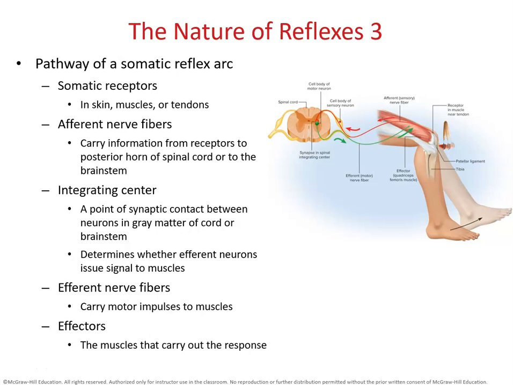We have the integrating center, and this is the connection point between the gray matter of the spinal cord and the brainstem. And this is where the signal of the efferent nerves comes from. Then the efferent nerve fibers transmit the signal back to the muscles, and the effectors are the muscles that carry out the response, specifically the quadricep here in this case.